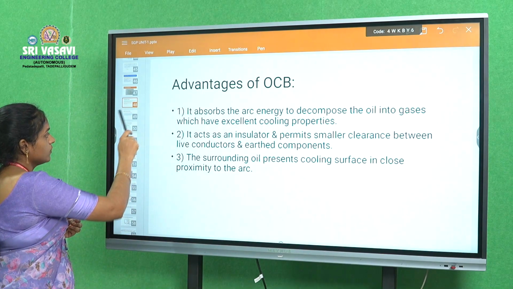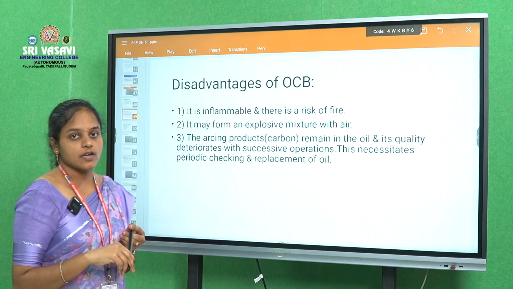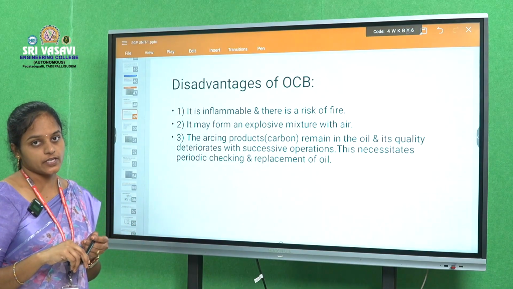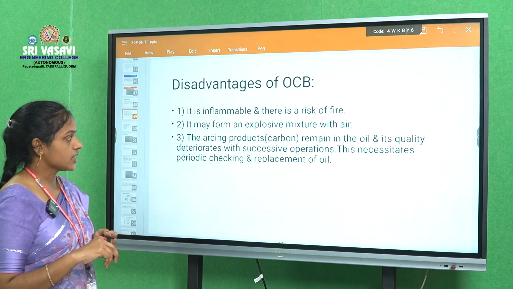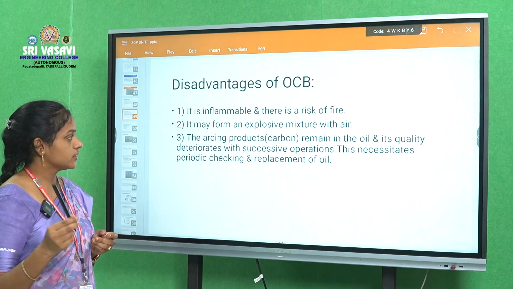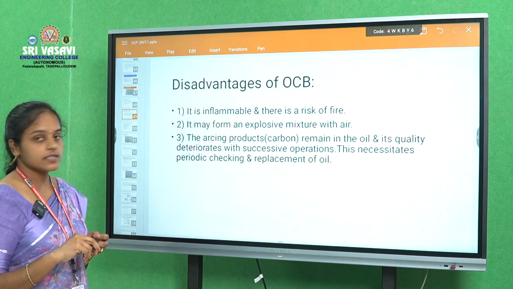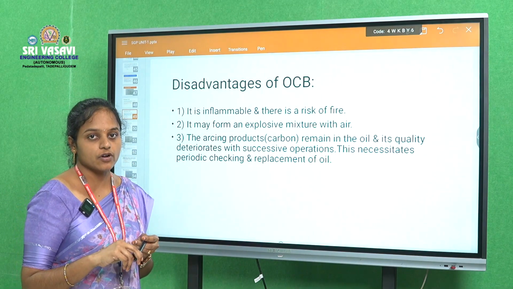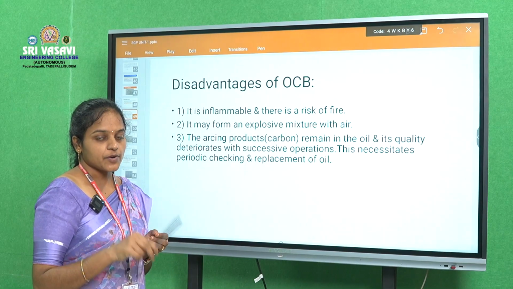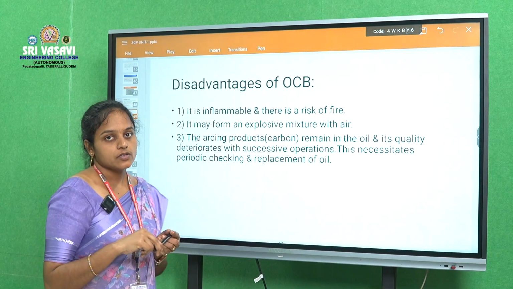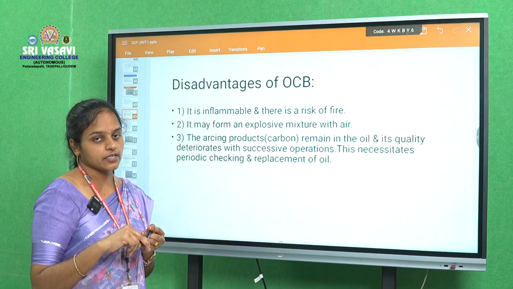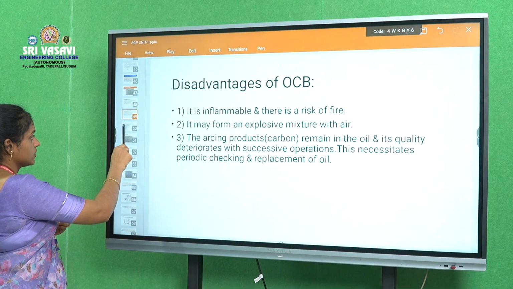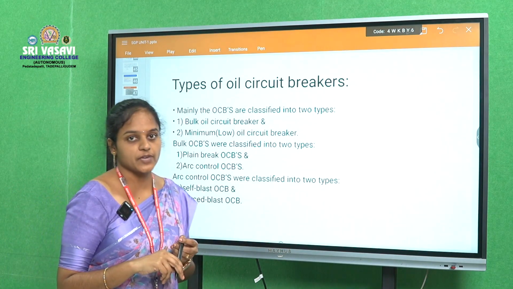Here are some disadvantages of the oil circuit breaker. The oil is inflammable, so there is a risk of fire, and there is a chance of explosion because the oil may mix with air. And during arc quenching, in the deionization process, the electrons and ions or some carbon particles are diluted in the oil. So periodic checks are needed in an oil circuit breaker to change the oil.